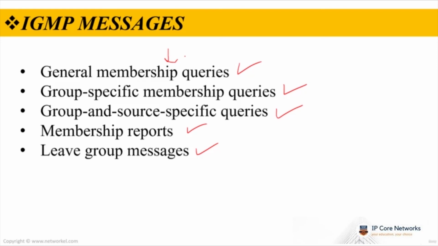Membership reports are sent by multicast receivers in response to a membership query or asynchronously when first registering for a multicast group. And lastly, the leave group messages are sent by multicast receivers when specified multicast transmissions are no longer needed at the receiver.